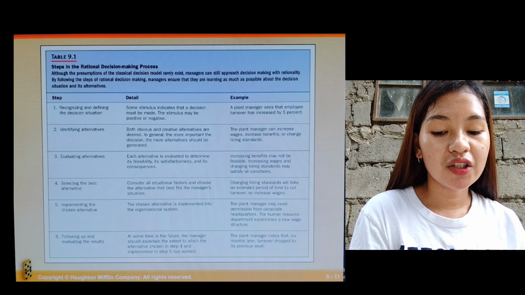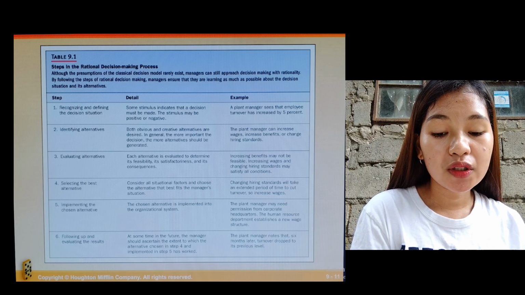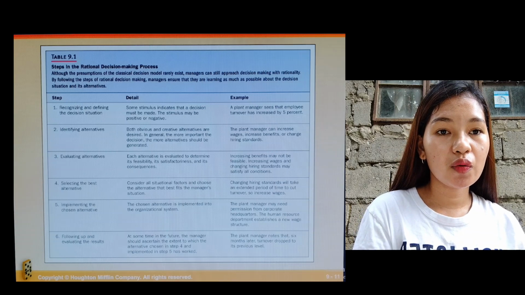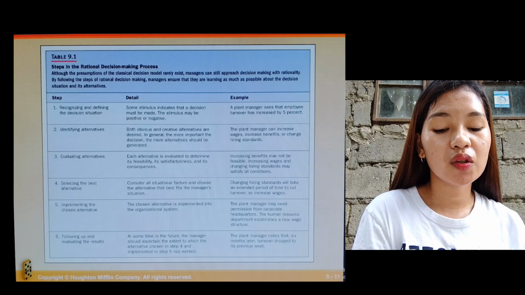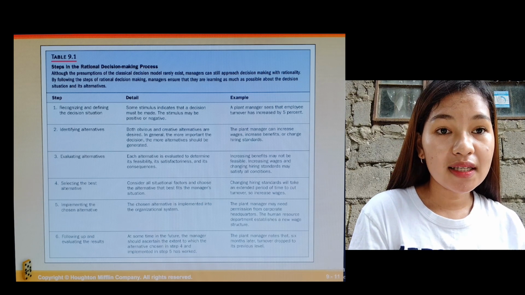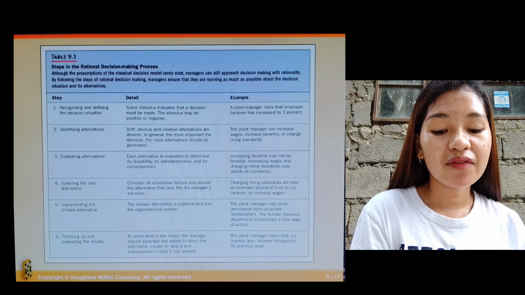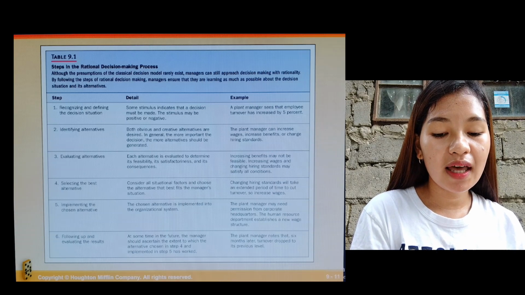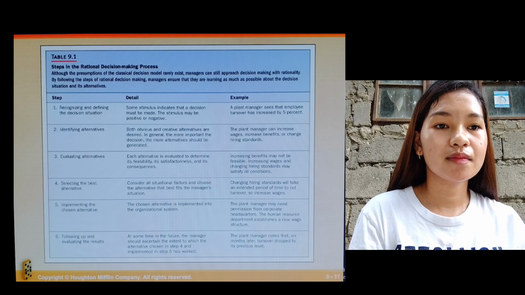Implementing the chosen alternative. Managers put a chosen alternative into action, convey the decision to those affected, and get their commitment to it. Following up and evaluating the result. Evaluation provides a systematic method to study a program, practice, intervention, or initiative to understand how well it achieved its goals. Evaluation helps determine what works well and what could be improved.